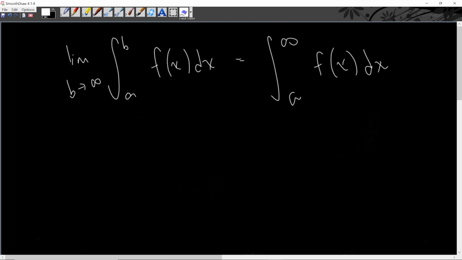If you have this integral from a to infinity, this is also the same as the integral from a to b, where b is approaching infinity, and you're solving the limit, right? And that's going to be how we are solving these improper integrals. Improper integrals are just definite integrals where you are trying to find the limit as that definite integral approaches infinity, or one of the endpoints of that interval is approaching infinity.